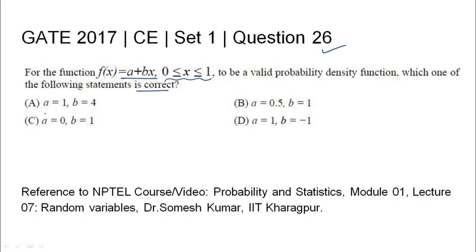The four options are: A, a equals 1, b equals 4; B, a equals 0.5, b equals 1; C, a equals 0, b equals 1; and D, a equals 1 and b equals minus 1. The relevant NPTEL reference has been listed.